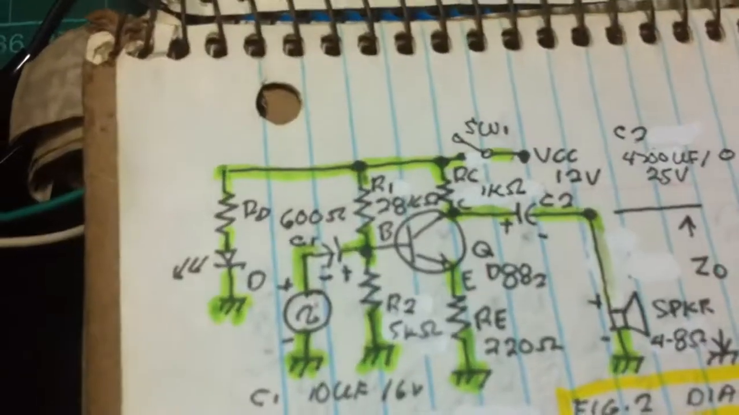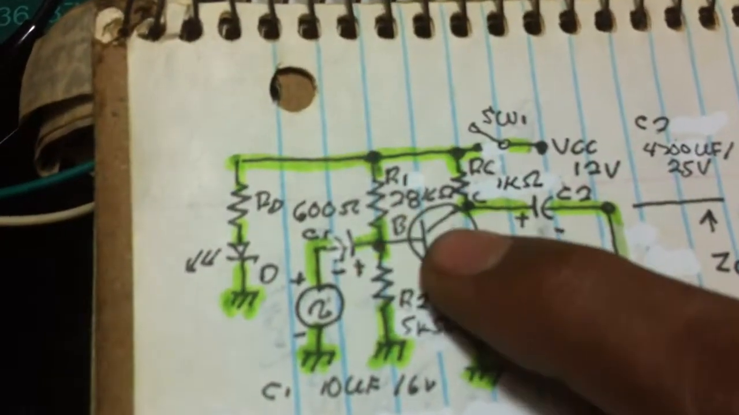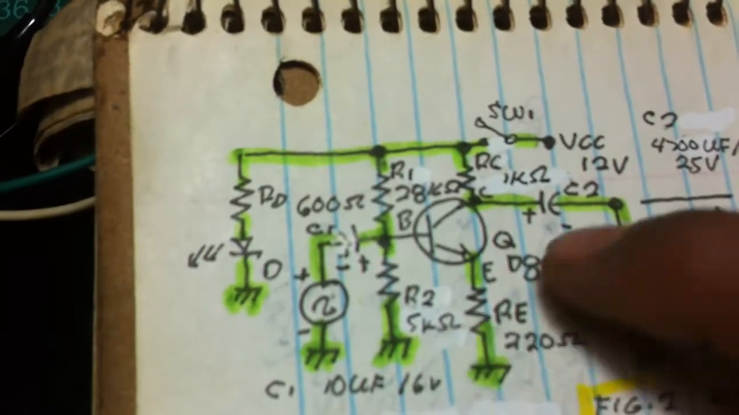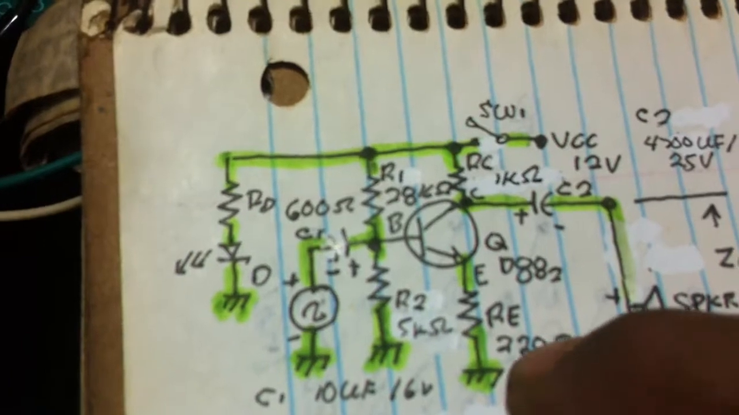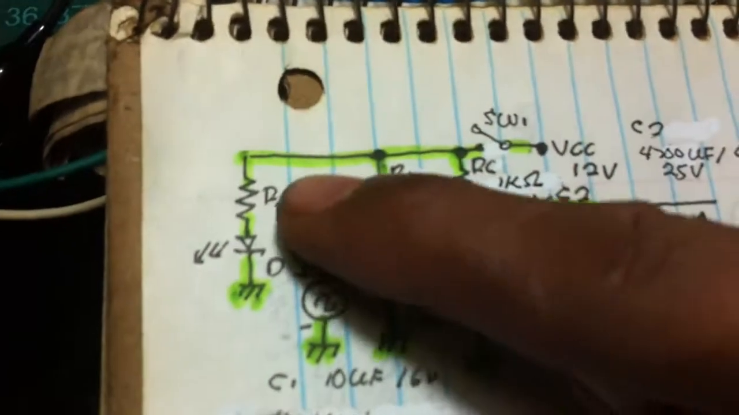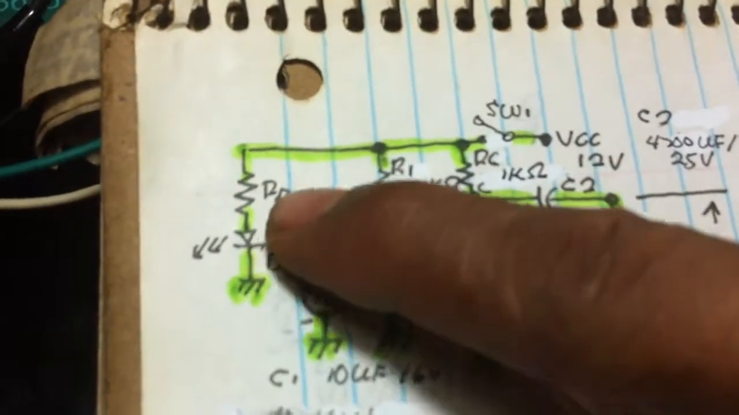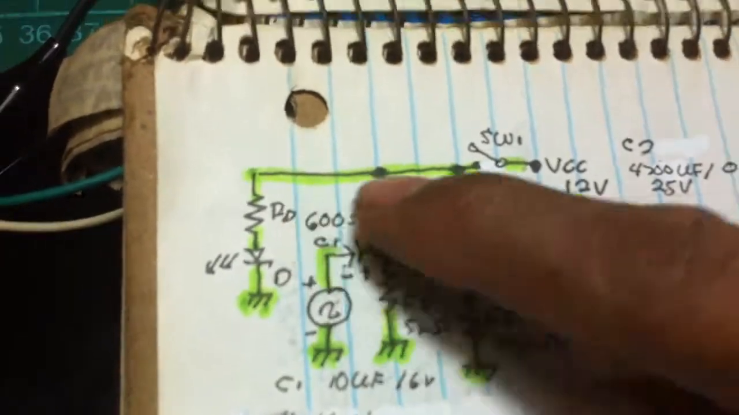And now we have the values: 28 kilo ohms, 5 kilo ohms, 1 kilo ohm, 220 ohms. Also, we can compute for the power LED here using KVL.